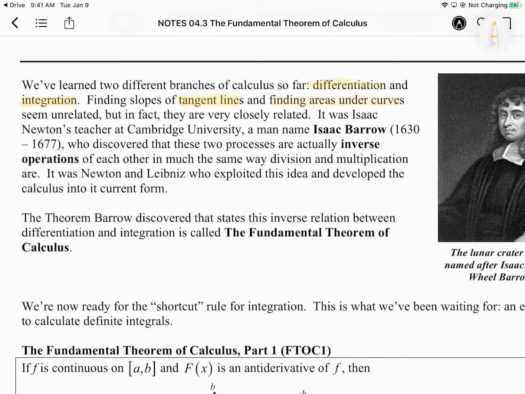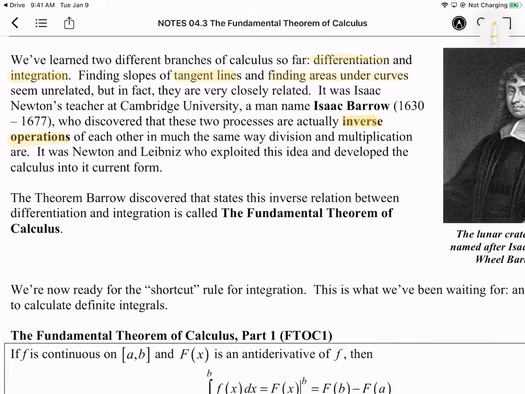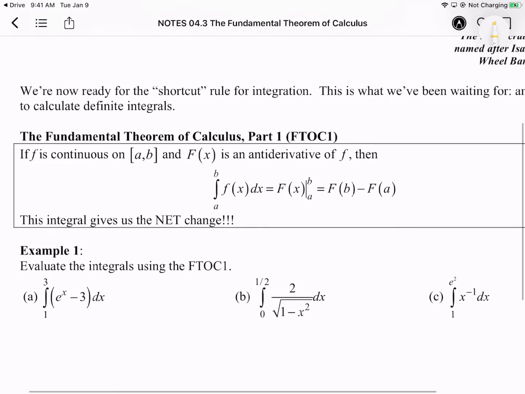It was someone named Isaac Barrow who discovered that these processes are inverse operations. That makes sense. Based on what we've learned so far about inverses, it requires something called anti-differentiation, which is like the inverse of differentiation. So derivatives and integration, it turns out, really are inverse operations of each other. The way this inverse relationship shows up is in what's called the fundamental theorem of calculus.